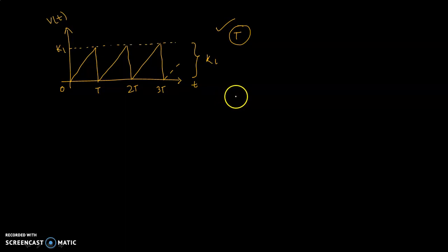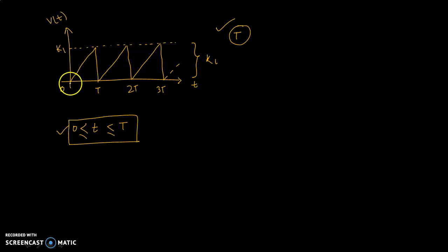Let us find the expression for the function for t greater than or equal to 0 and less than or equal to the time period T. After the time period T, the waveform repeats itself, so it is advisable to find the expression just up to the time period T. This is your function V of t.